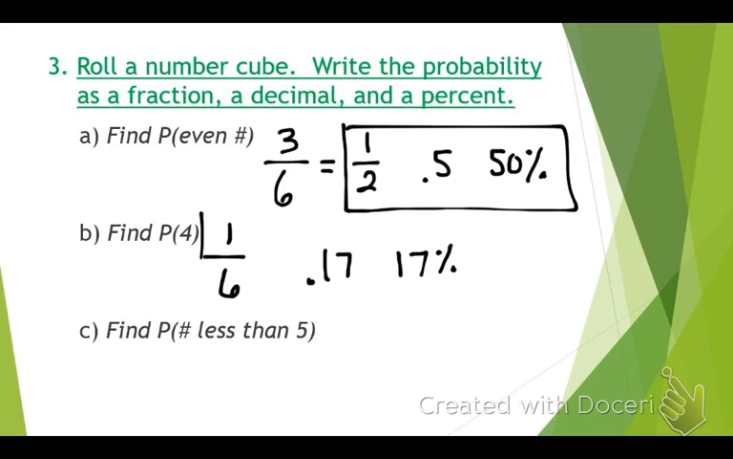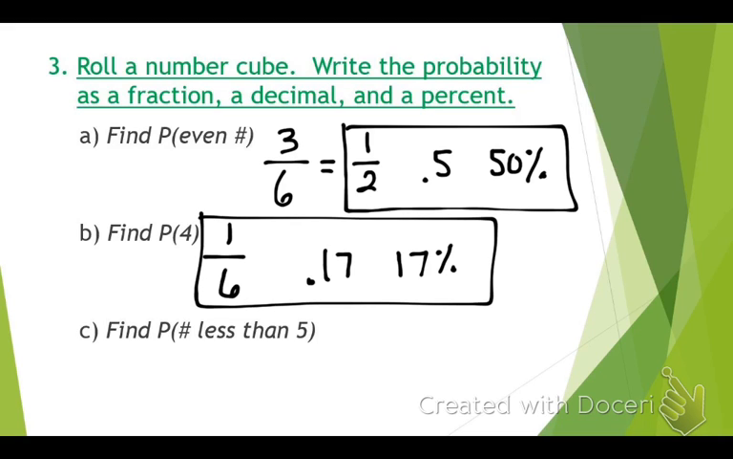17%. All right? That's if you needed all 3 of them. Okay? So make sure you always round it correctly. You're going to look at that third number to round the second number. You will always round to having 2 numbers, to the nearest hundredth.